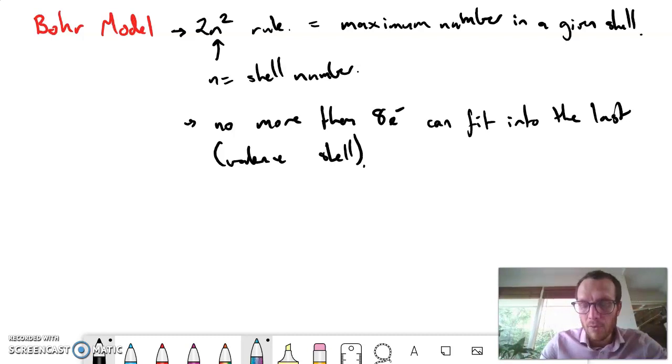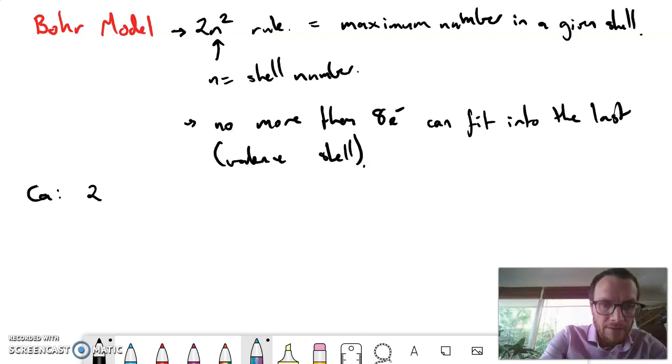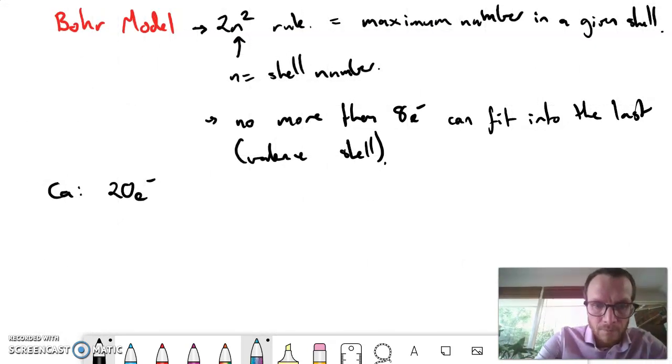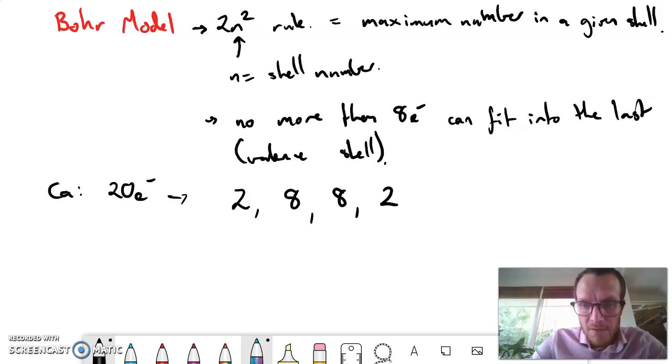So let's take the example of calcium. Calcium has 20 electrons. Okay, so if we're looking at the full shell model, we would go 2 in the first, 8, 8, 2. We would think that we might fit 10 into the third shell, but again, following that second rule, we can't fit more than 8 into the last shell. So we start to fill the fourth shell, and then once we go beyond 20, we backfill this shell here.